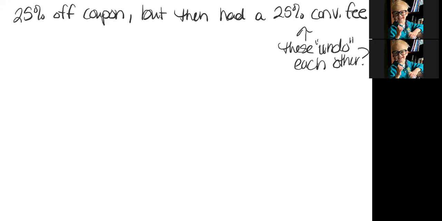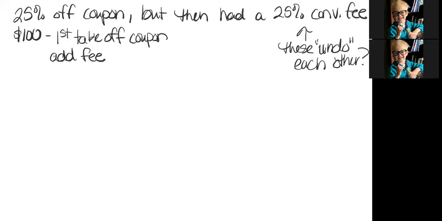So let's check this out. Let's do $100. We'll do both cases. We're buying something for $100. We're going to first take off the coupon and then add the fee. That'll be our first one, and then we'll do it the other way: fee first, then coupon. Go ahead, pause it now, try both of them, and then you can watch the video and see if what you did matches what we're going to do now.